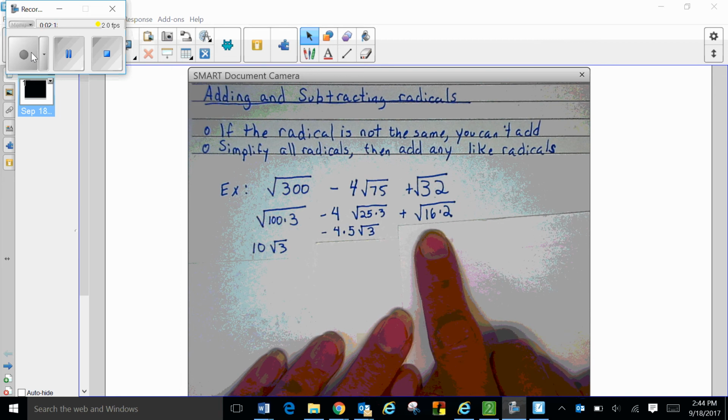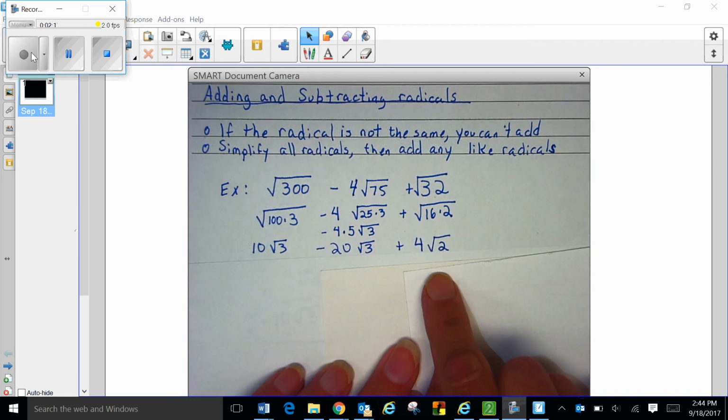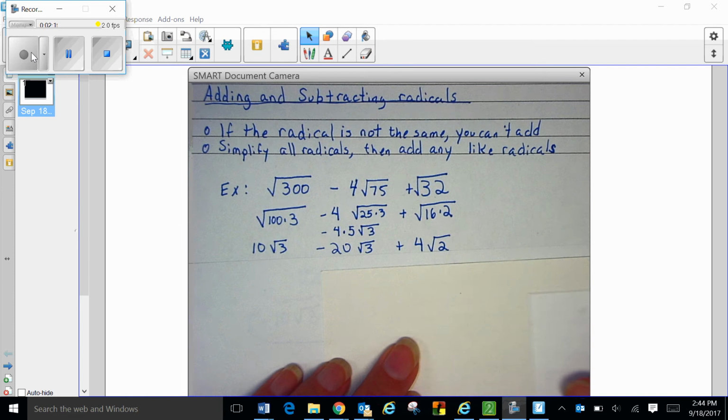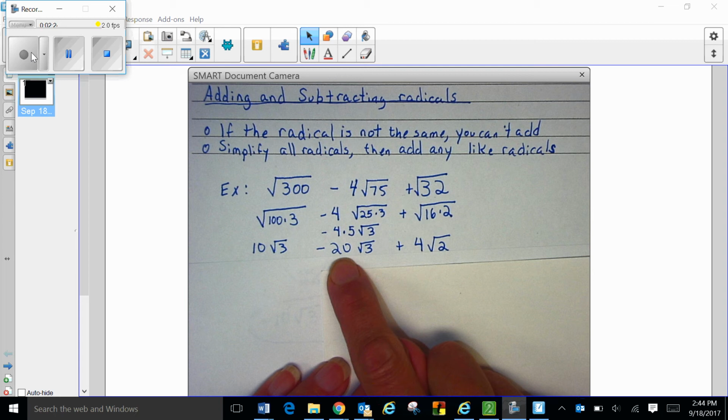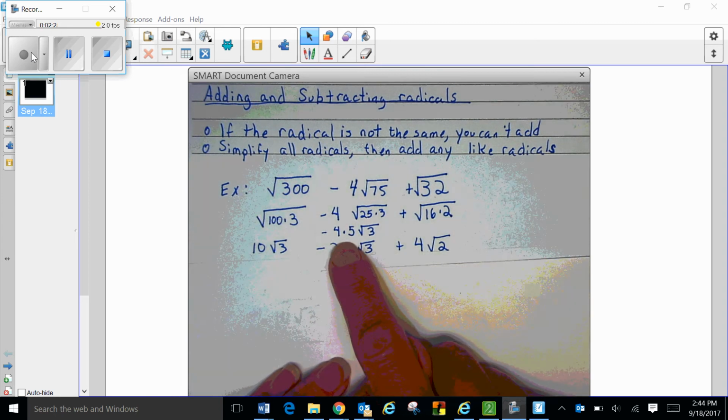I noticed that I forgot to explain where this 20 came from a second ago. When I square rooted 25, I got 4 times 5. And then 4 times 5 gives me the 20. All negative, of course, because of that negative out front.